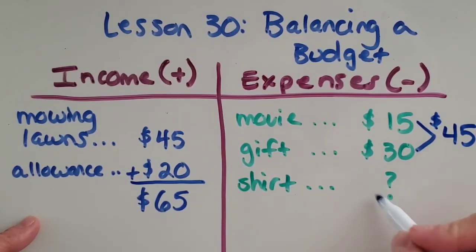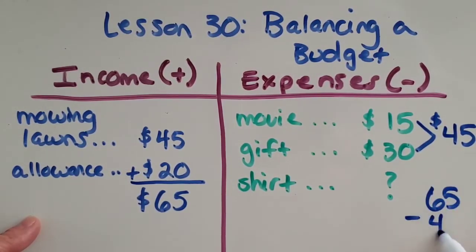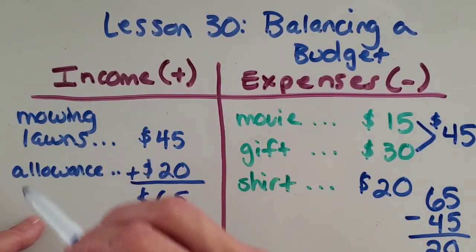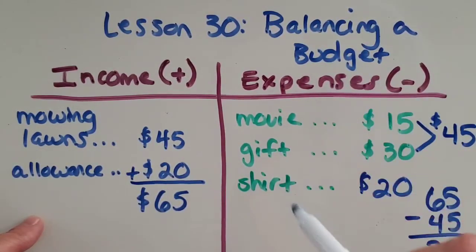In order to find out the missing part, I can do a couple different things. I can count from 45 up to 65, or I can do a quick subtraction. 65 minus 45 is $20. So this mystery amount is $20, and that leaves us with a zero. The amount that their income was, spent with their expenses, and now we're down to zero.